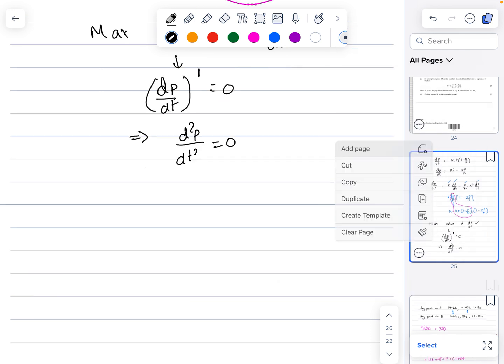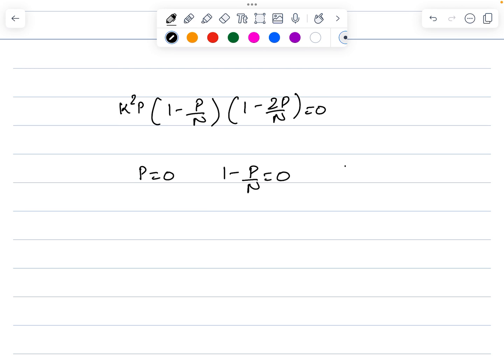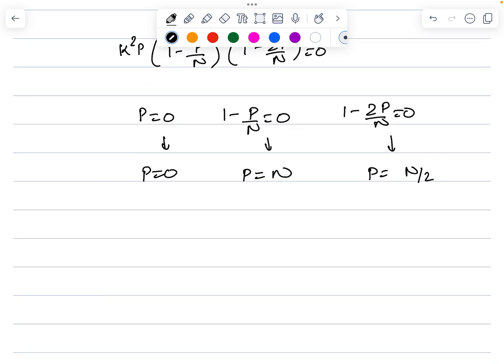So what is the second derivative? Just now we got the second derivative as k square p times 1 minus p upon n times 1 minus 2p upon n should be equal to 0. So either p equals 0, 1 minus p upon n equals 0, or 1 minus 2p upon n equals 0. So we get three cases: p equals 0, p equals n, and p equals n upon 2. From these three conditions I get the values. Now out of these three, only one condition will be satisfying.